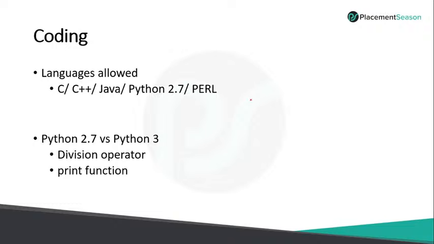Many students used Python and Perl last year, and they gave feedback that they faced some compiler issues. We didn't get any feedback from students saying that they faced issues in C, C++ and Java last year, but a few students gave feedback on the Python and Perl compilers. So make sure you are preparing accordingly.